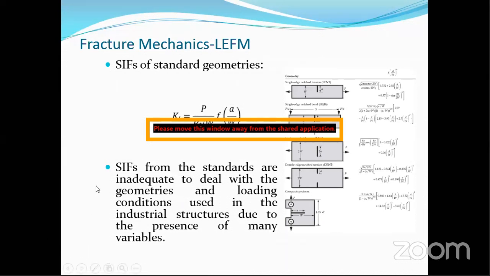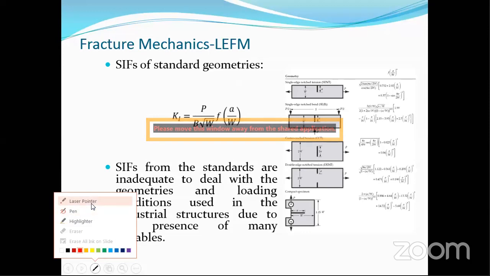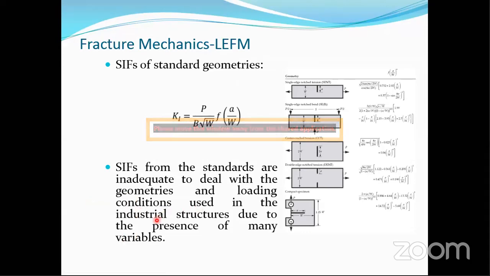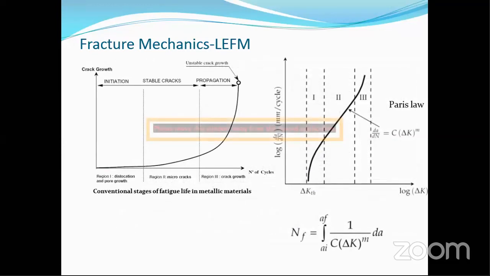But whatever stress intensity factors we obtain from the standards are inadequate to deal with the geometries and the loading conditions used in industrial structures because of the presence of many variables. So once we have crack initiation, how do we find out the life of the component? Means what will be the life in presence of a crack?